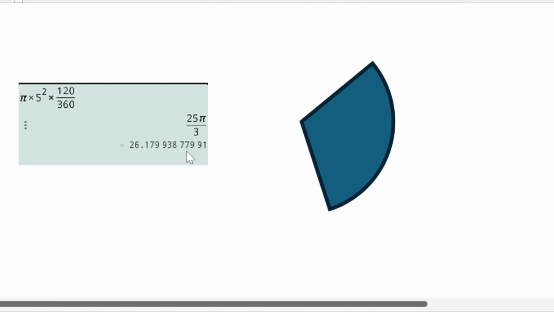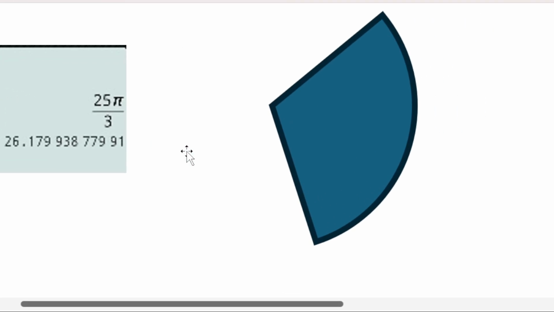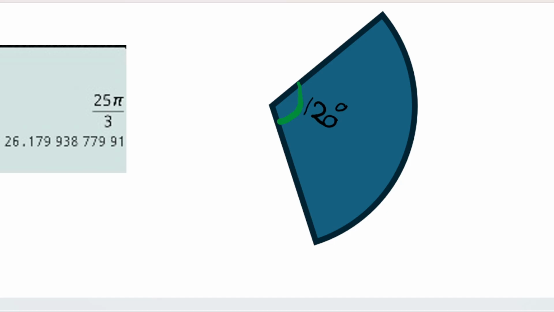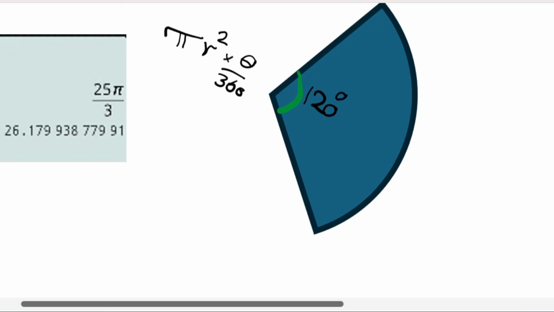Now the question is, what if it's not a half? What if it's not a quarter of a circle? What if it's such a shape? What do we do? If the question tells you this angle here is 120 degrees, for example, how do you find the area? The area in such a case is going to be pi times the radius squared times the angle divided by 360. This is important to memorize and to know.